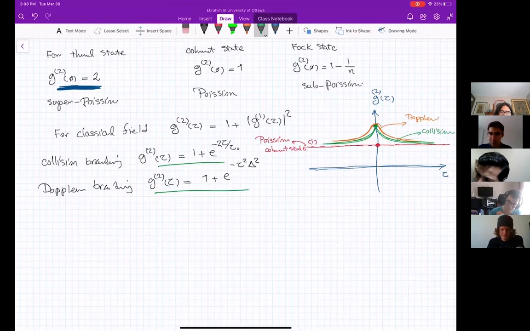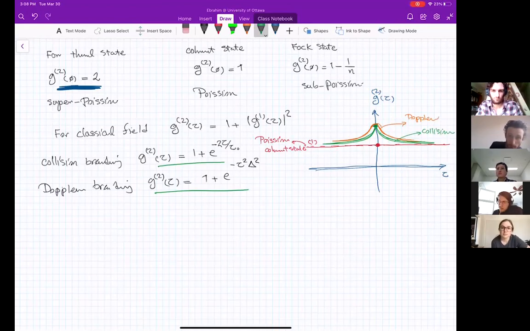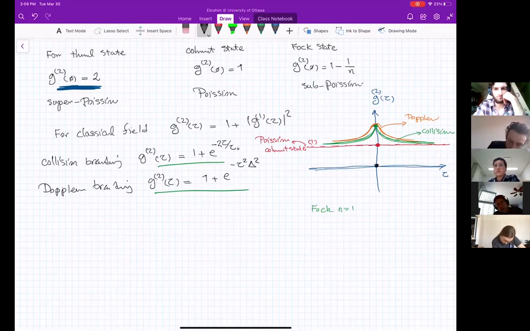All right. Someone else, not Henry. Valerio, can you tell me what is happening for the case of Fock state when n is equal to 1? G2 at the origin for Fock state n equal to 1 is equal to? 0. Beautiful. So at the origin, I will get 0. At infinity, it should tend to 1, right? Because they are completely independent. So I'm expecting it to be like this. So that is for Fock state, n equal to 1.